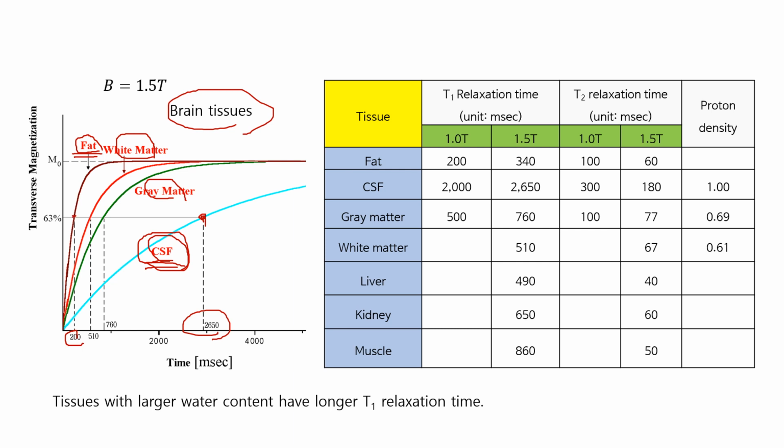And in the high field, that's 1.0 Tesla and 1.5 Tesla, T1 relaxation time increases as field intensity increases. Okay? So you can see this behavior. So, in summary, tissues with a large water content have a longer T1 relaxation time.